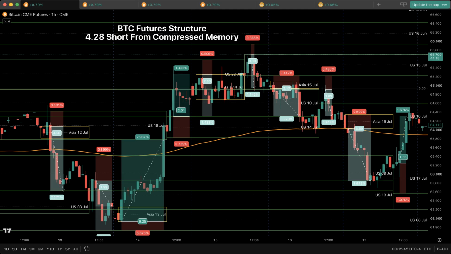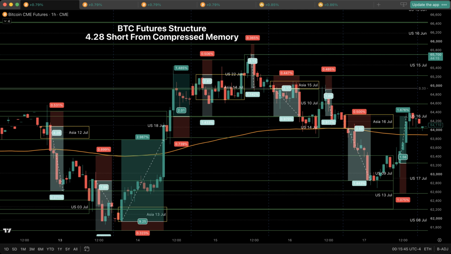July 12th Asia opens the week with compression. The session forms inside June 18th US memory. The box compresses about 50%. Price cannot hold the upper side. It breaks down. The short opens.